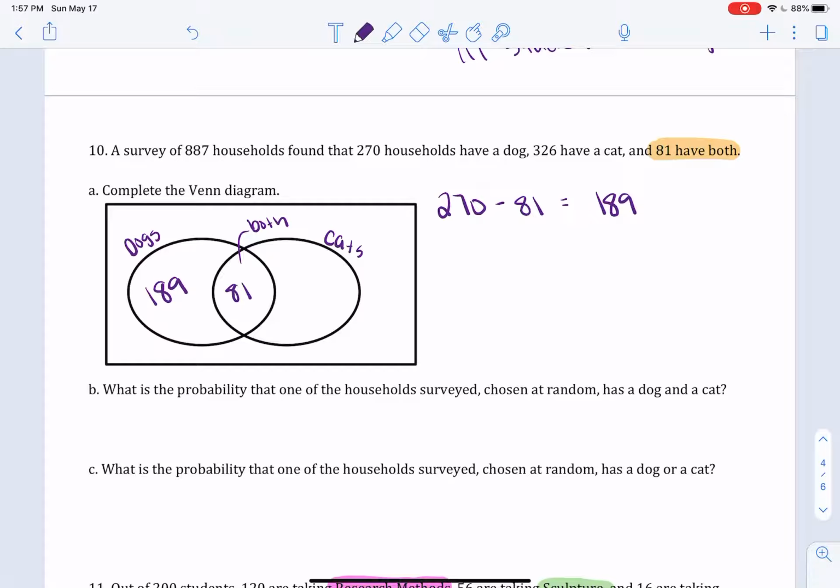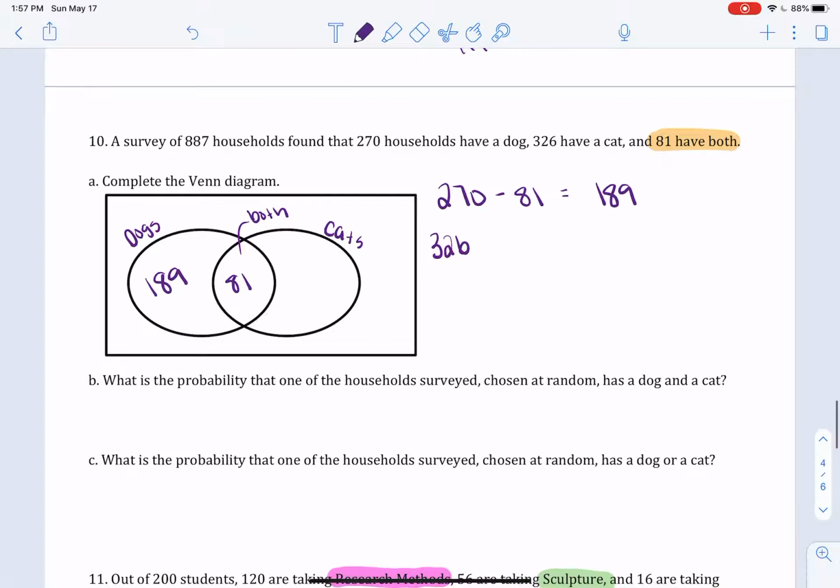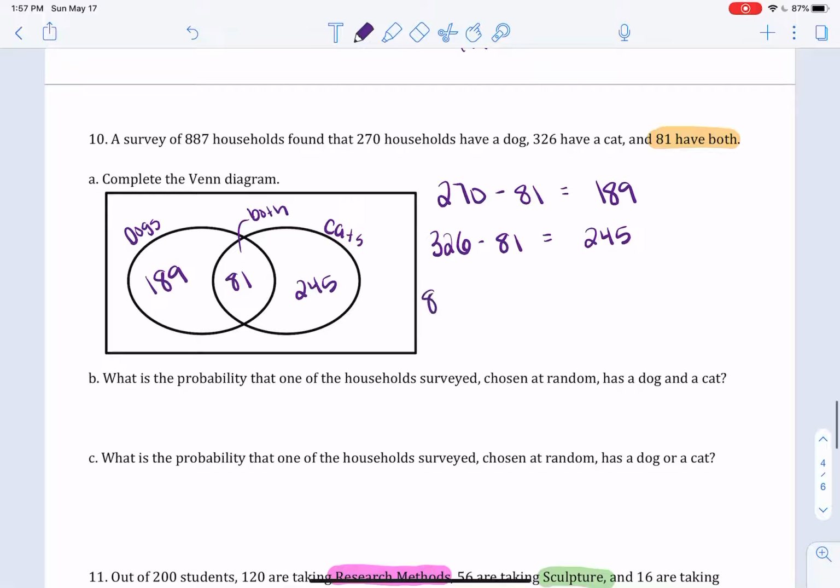So 189 people have just a dog. Okay, and then same thing with cats. So 326 people have a cat, but they could have both. So we need to get rid of that number. So that'd be 245. All right. So we do need to remember, though, the number that goes here, right? Because they did survey 887 households. So what about the people that don't have any pets at all? So let's take 887 minus the people that have a dog, minus both, minus the cats, and that would be 372 people. So 372 people didn't have any.